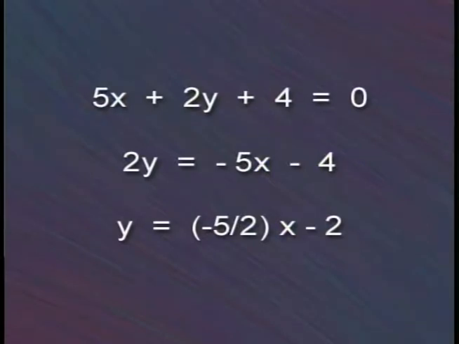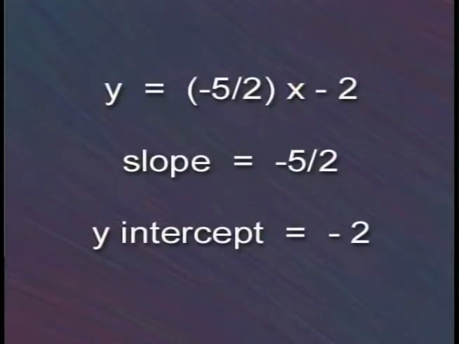Now, divide both sides by 2. Y equals negative 5/2 x minus 2. The y-intercept is negative 2. The correct answer is B.